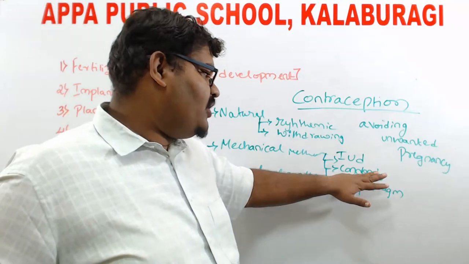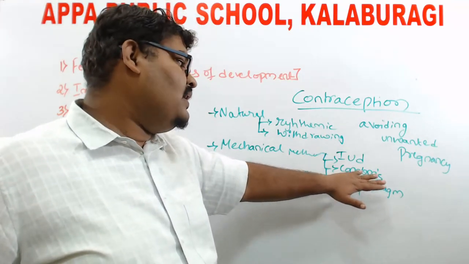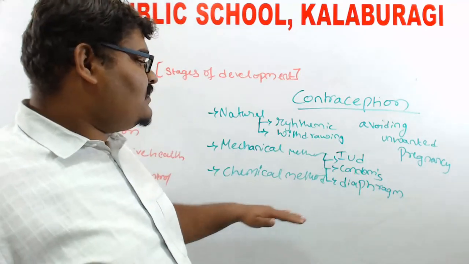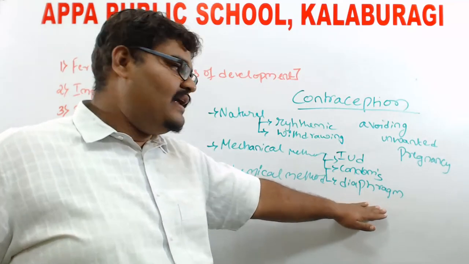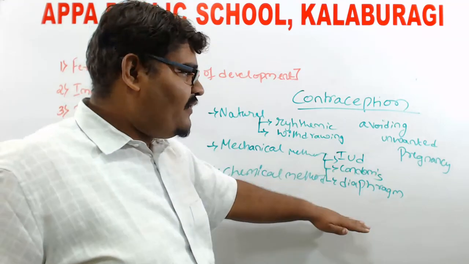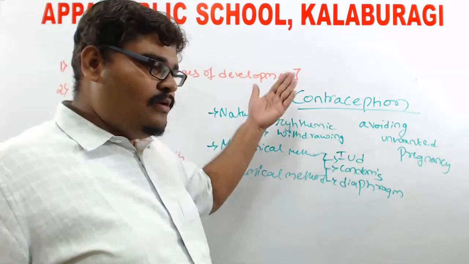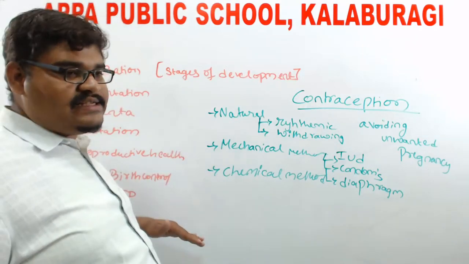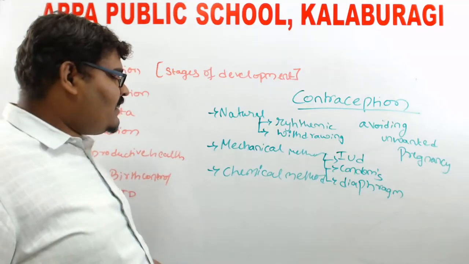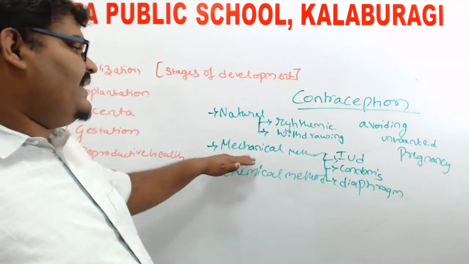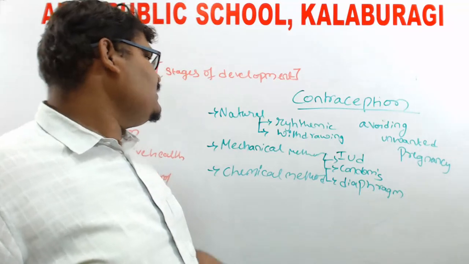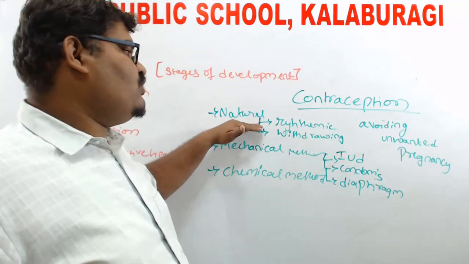Then usage of condoms, both male and female condoms are available. If they are used, there is no fertilization. Then the diaphragm, also used in case of females, is also called a cervical cap. It is used during sexual intercourse and prevents the entry of semen into the vagina, after the cervix, where fertilization begins. IUDs, condoms, and the diaphragm are the three important mechanical methods. Rhythmic and withdrawing are the two natural methods.